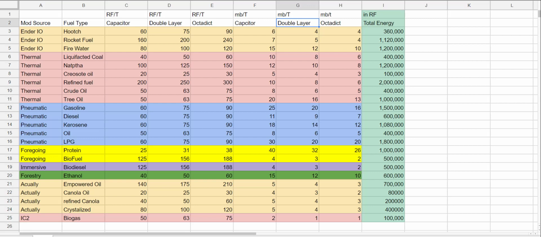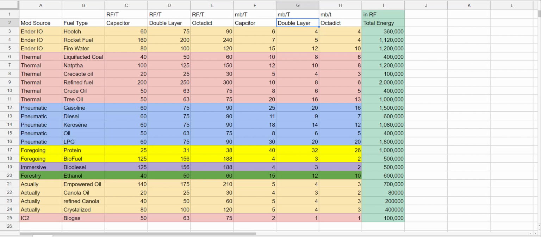Obviously the more refined fuels like refined fuel, rocket fuel, even empowered oil, are pretty good. Refined fuel gets 300 RF per tick and gives you a total output of 2 million RF, which is actually really good. Some of the others, like kerosene, took a while to create that, but it goes through fuel slower. Protein is a good one.